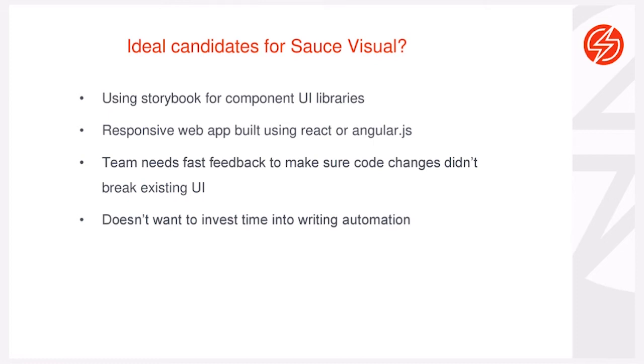So what would be an ideal candidate for somebody that was interested in using Sauce Visual? If you're using Storybook with component UI libraries, if you have a responsive web app that's built with React or Angular JS, if your team needs fast feedback, and perhaps your team or company doesn't want to invest the time in writing automation or hiring additional resources. So without any further ado, we will go ahead and jump into the product demo.